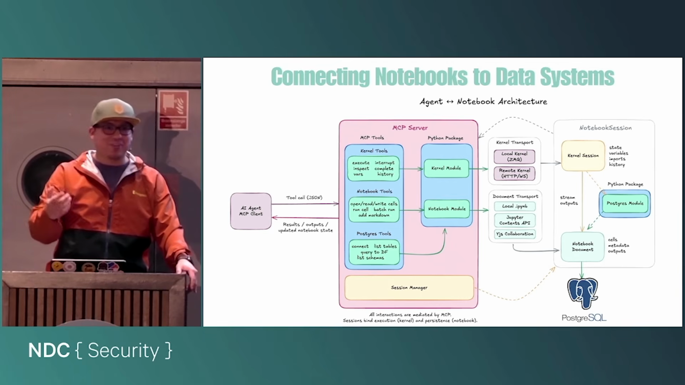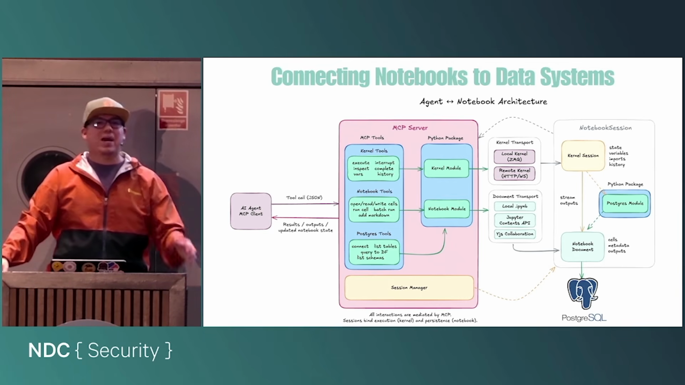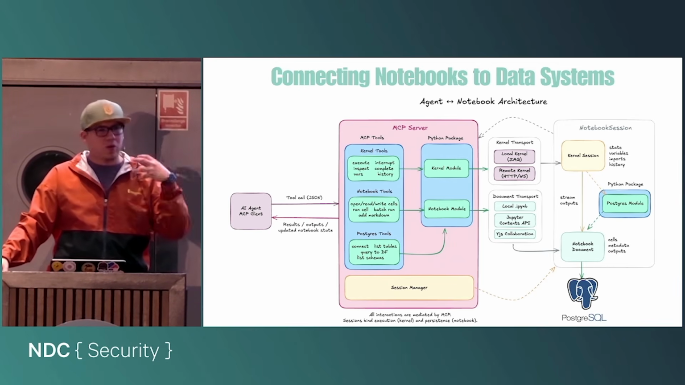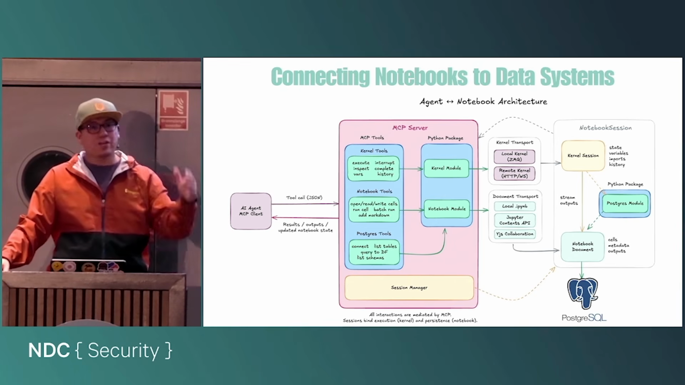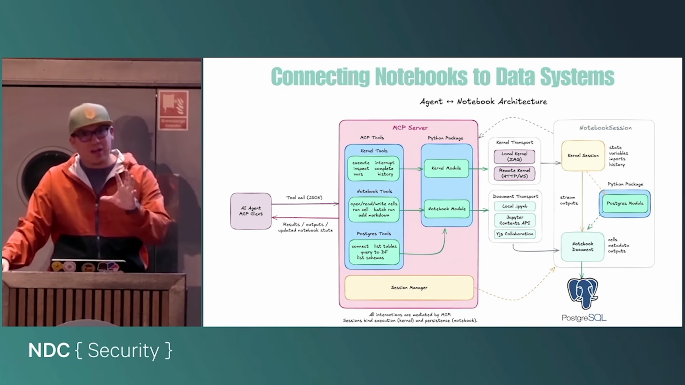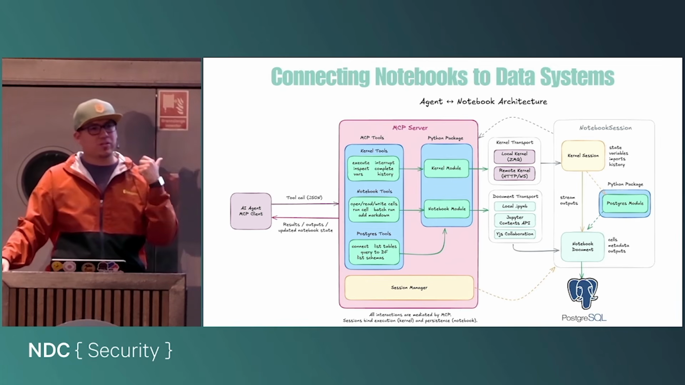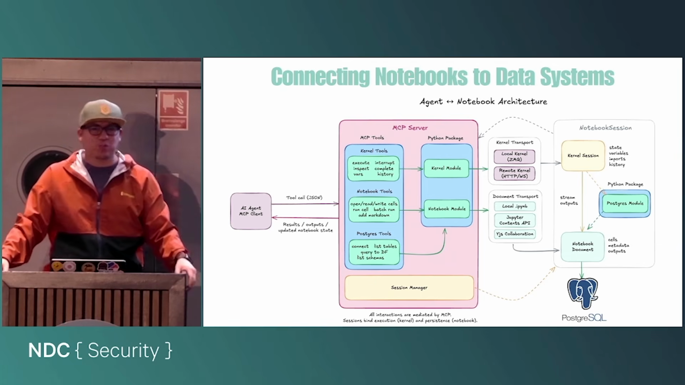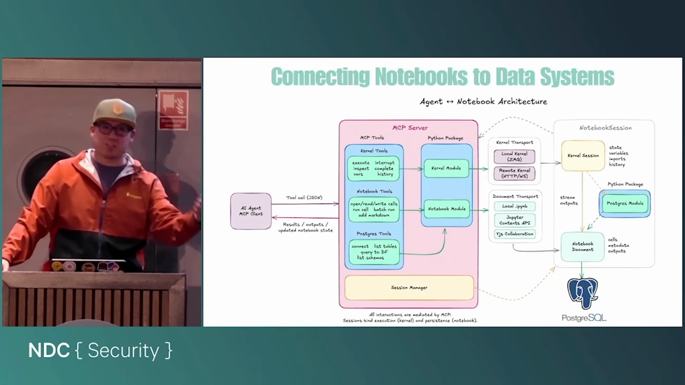You need to test if the connection works or not. I don't want my agent to spend time trying to figure out how to connect, right? I just want it to say query. And then underneath, the MCP tool crafts that testing of the connection, connects to the database, and passes the query to the actual notebook cell, and then it gets executed.